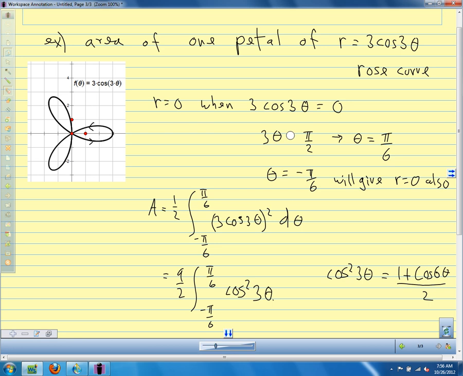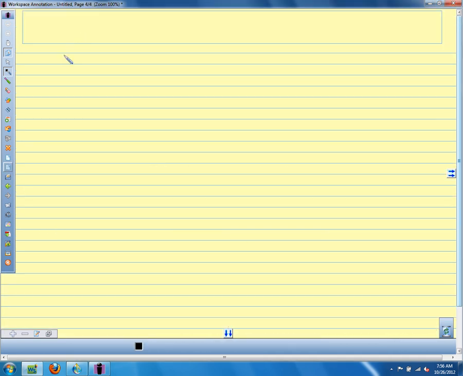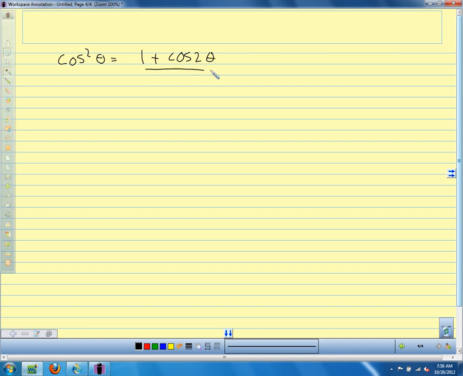All right. I don't think we need to do another example. I was going to do an example with a cardioid, but I think this one is good enough. I'm just going to re-emphasize this power reducing formula. Cosine squared theta is 1 plus cosine 2 theta over 2. That's a good identity to either memorize or realize, oh, there's that identity for cosine squared theta.